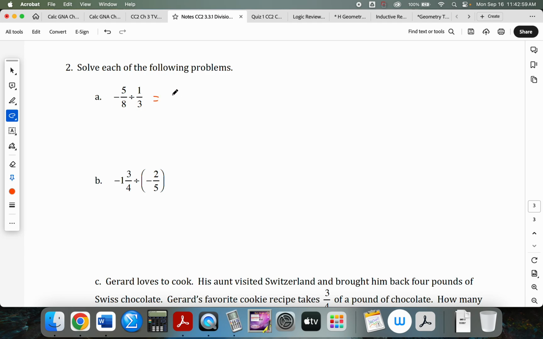This is going to be -5/8 times the reciprocal of 1/3 is what? 3 over 1. So it's -15 over 8. Or if you prefer, 8 goes into 15 once with 7 left. So it's -1 7/8.